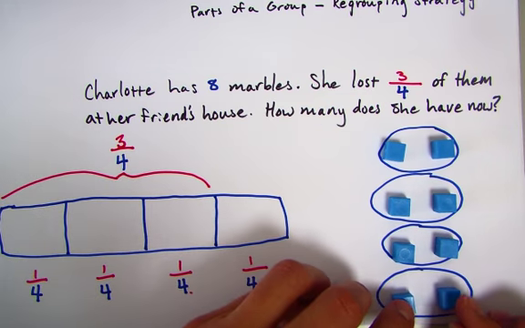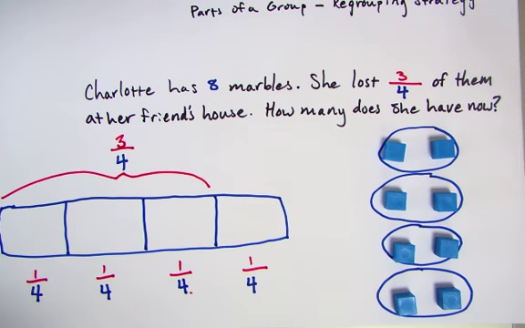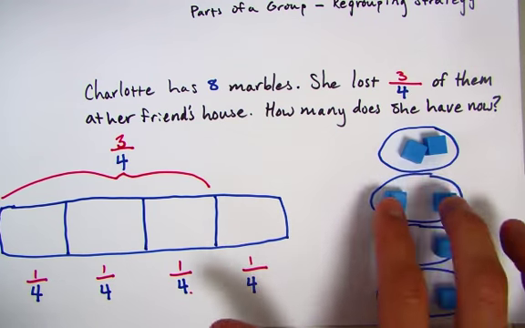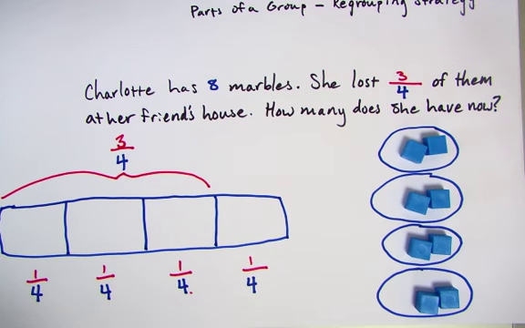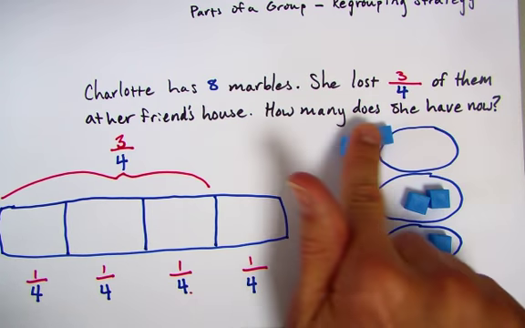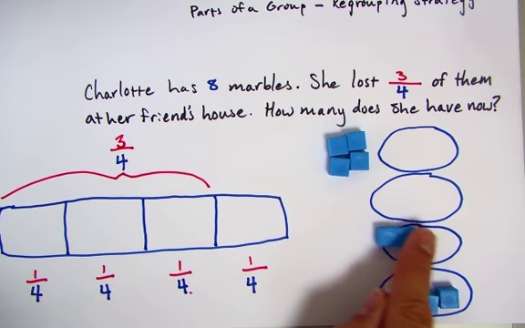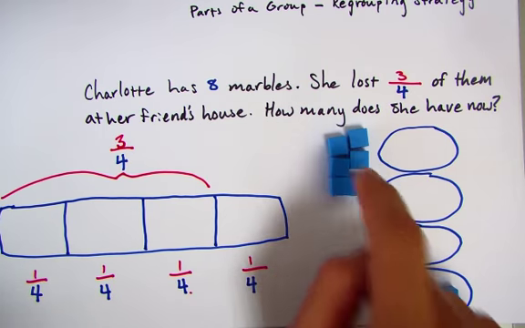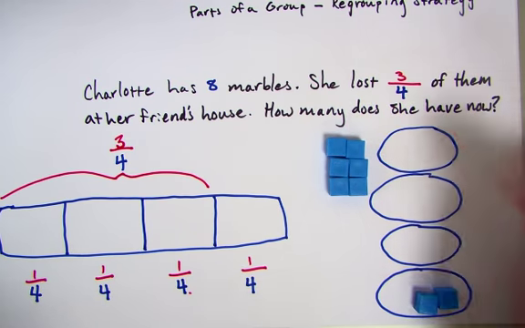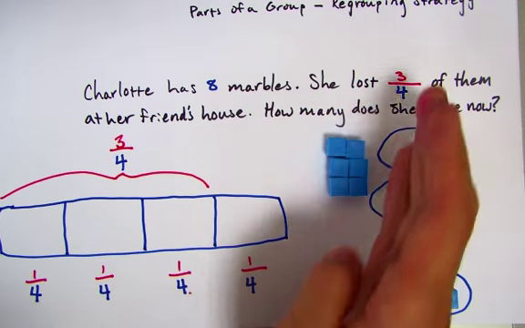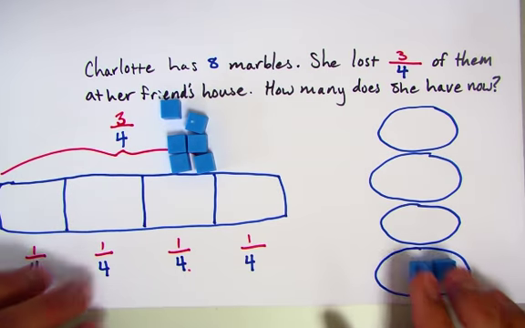So let's say we have an array here. Well, if we did a regrouping strategy and we made fourths, then we could say that this is one fourth, this is 1/4, and this is 1/4. 1/4 plus 1/4 plus 1/4 is 3/4. This is 3/4. So that's what she lost. Bam, gone. And how many is she left with? Only 2 marbles.